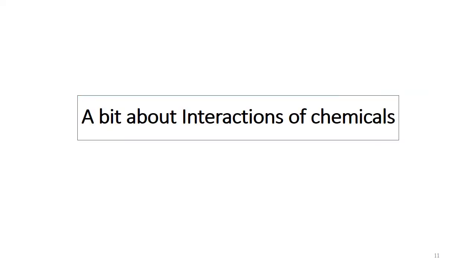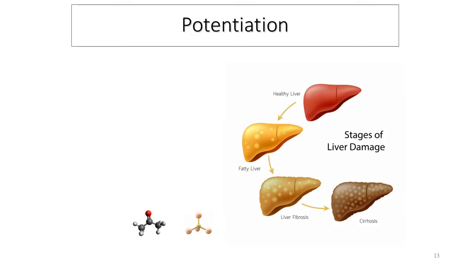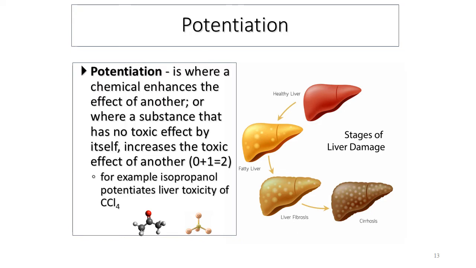But then just to talk a little bit about interactions of drugs and chemicals. And we'll start by just a recap, because the words that I might use are words that you were exposed to. So we'll start with the term potentiation. And potentiation is where a chemical or a drug enhances the effect of another, or where a substance that has no pharmacologic effect or no toxicologic effect by itself increases the pharmacologic or the toxic effect of another drug.